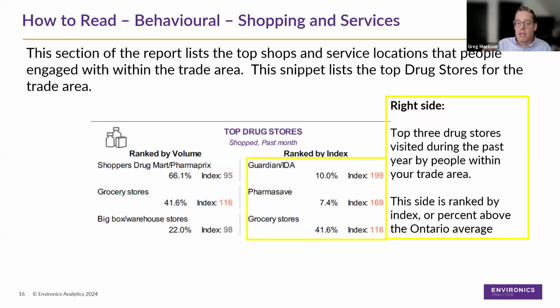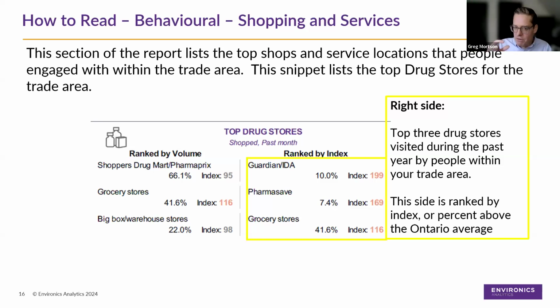So we're starting now to look at how you would rank them in terms of their difference to the rest of the province. The way to interpret this is 10% of the households went to a Guardian or an IDA within my trade area. But if you look at that index value, they're almost twice as likely to go to a Guardian or an IDA when compared to the provincial average. So this is really what makes households within my trade area unique when compared to the rest of the province.